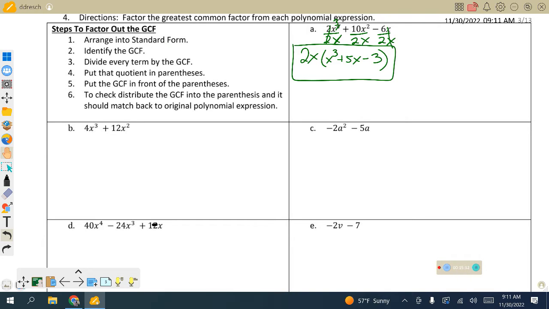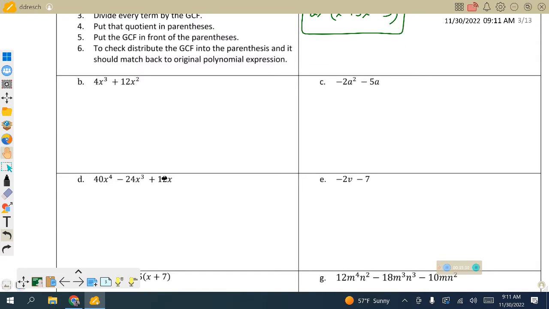Alright, let's take a look at letter B. Let's start off again. 4 and 12. What's the largest number that 4 and 12 can be divided by?